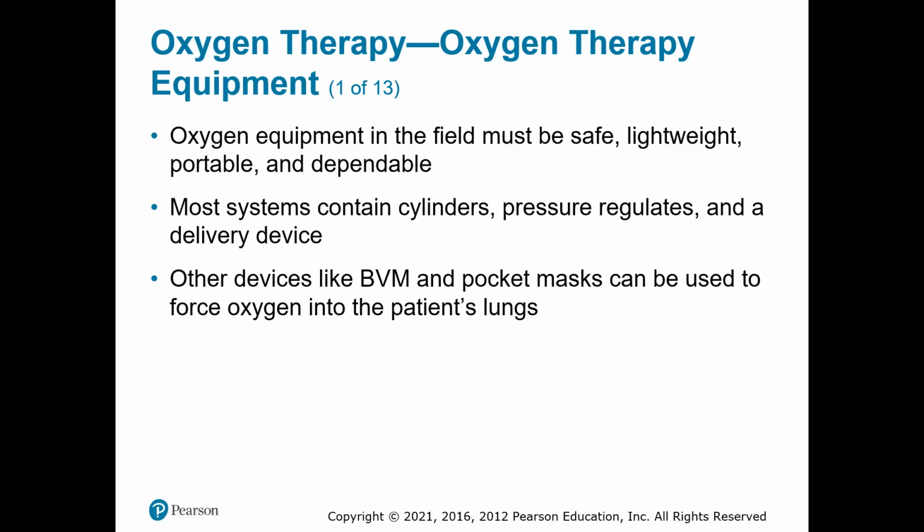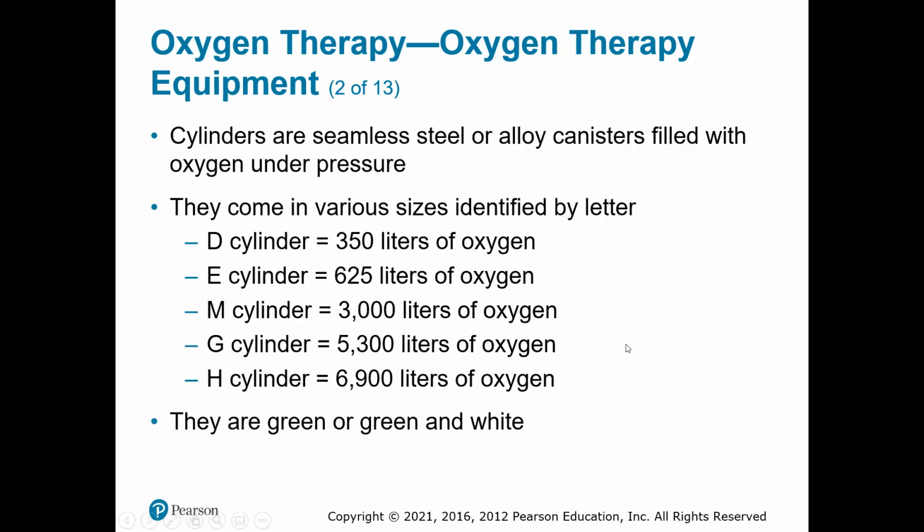Most systems contain a cylinder. There's a pressure regulator and some sort of delivery device. You can use other devices like a BVM or a pocket mask if you hook it directly to the source that's providing the oxygen. Different sizes of oxygen cylinders. These cylinders are going to be the most common in the back of an ambulance or attached to a gurney.